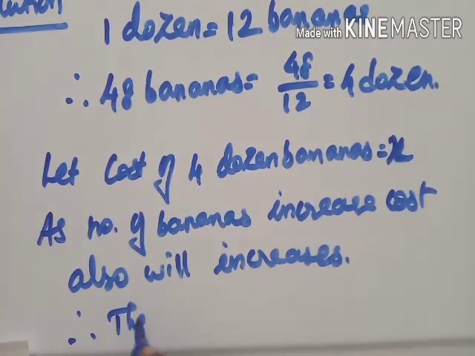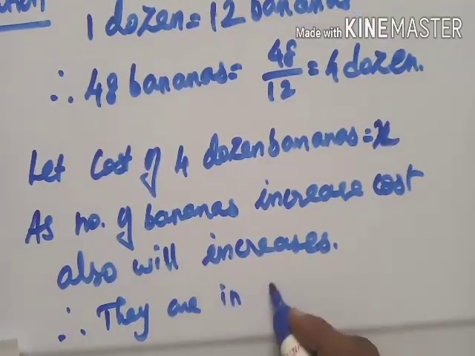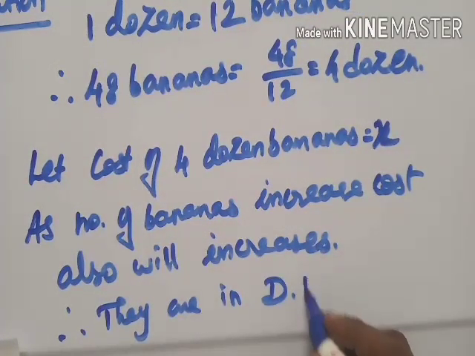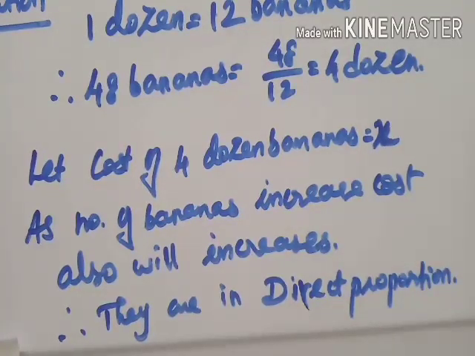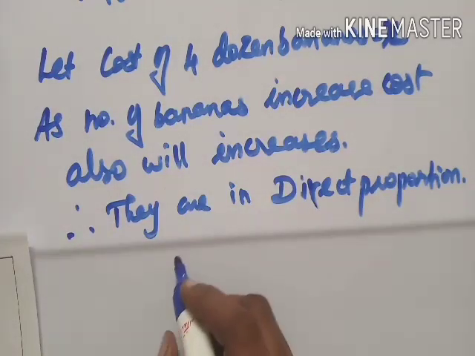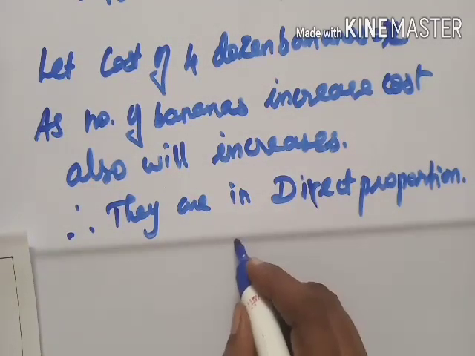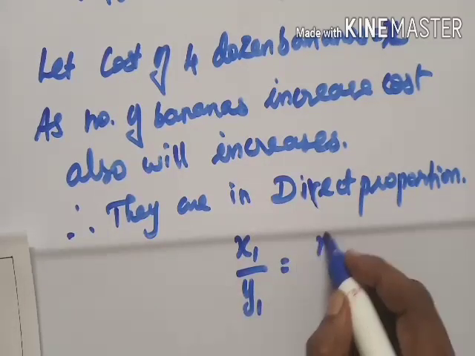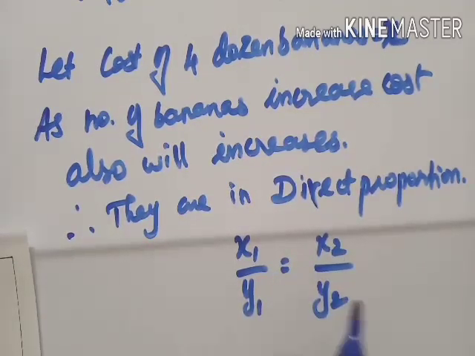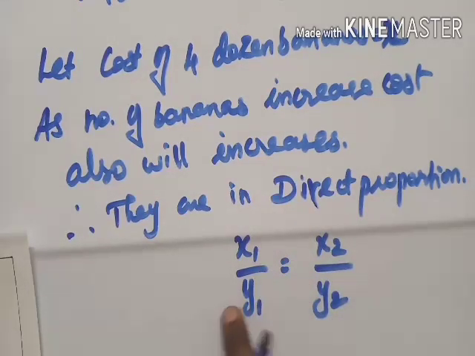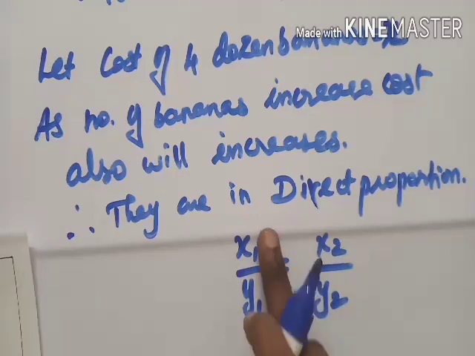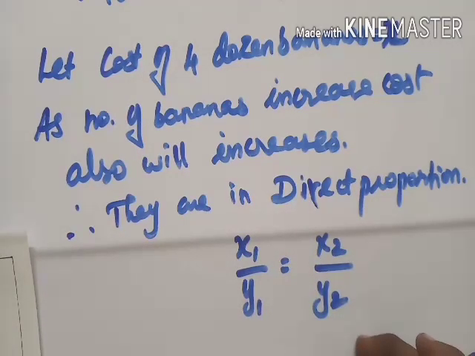they are in direct proportion. I wrote it in the short form, DP, or else you can write direct proportion. Right. In direct proportion, one condition is there. What is that condition? X1 by Y1 is equal to X2 by Y2. In the definition we learned, in direct proportion, X divided by Y is constant. So here we have two quantities, that is bananas and cost. So X1 by Y1 equal to X2 by Y2.